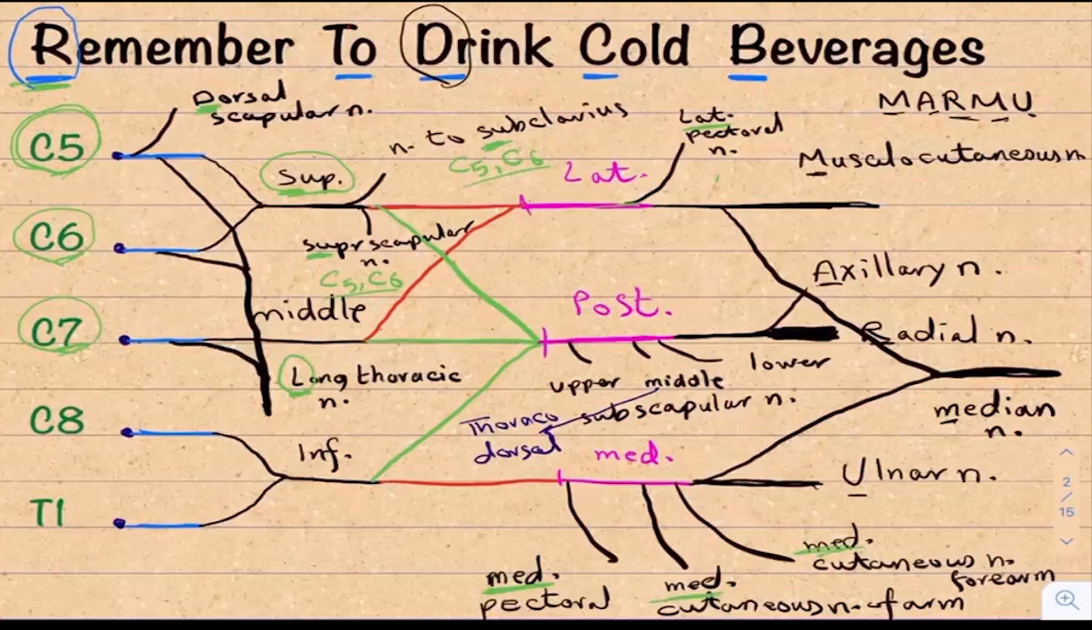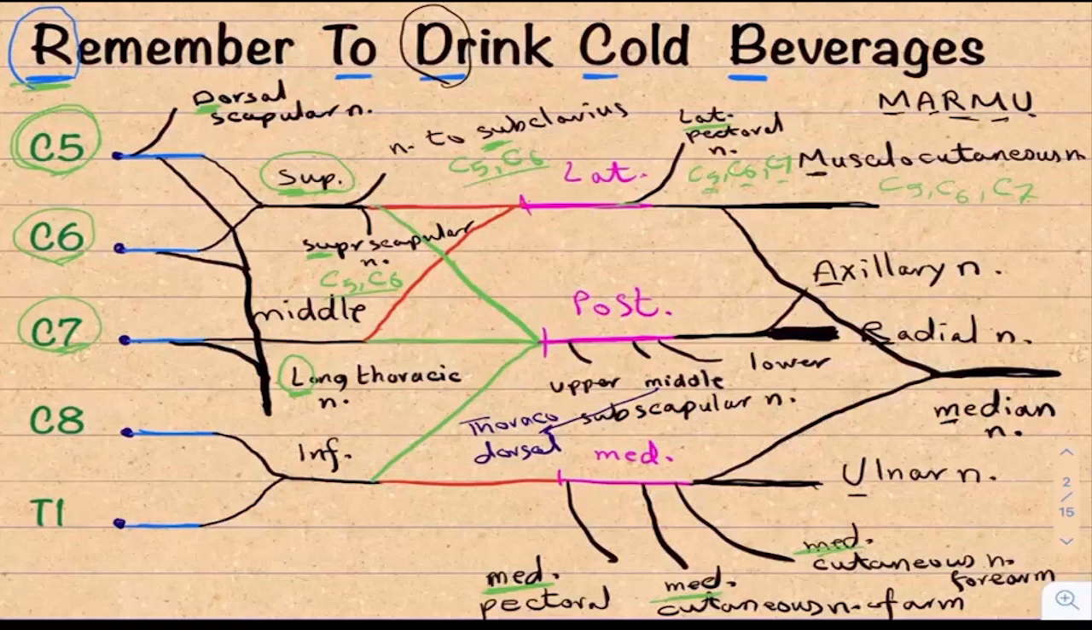The lateral pectoral nerve emerges from the lateral cord, and the lateral cord is made of the anterior divisions of the superior and middle trunks. So that makes us think that the lateral pectoral nerve is made of C5, C6, and C7, which is true. Because C5 and C6 are the superior trunk, C7 is the middle trunk, and the anterior divisions of both of these trunks will make the lateral cord. So that's why the lateral pectoral nerve is C5, C6, and C7. This is exactly the same as for the musculocutaneous nerve as well.